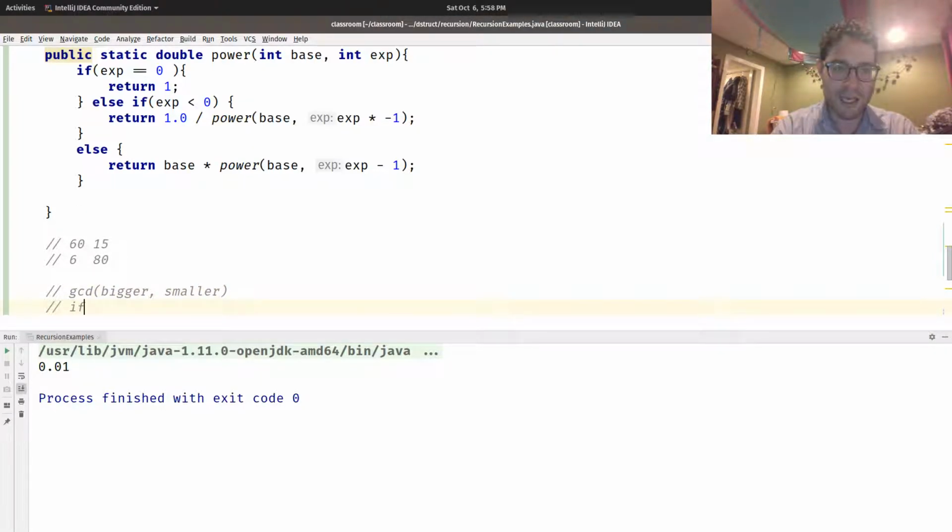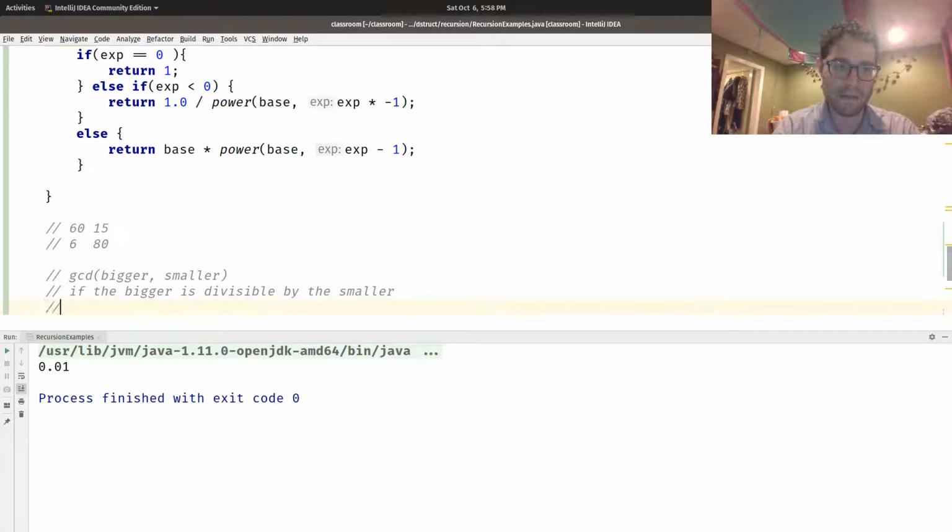All right, if the bigger is divisible by the smaller, like in our case over here, 60 and 15, the bigger one is divisible by the smaller one, then we found our greatest common divisor. The GCD is the smaller. Makes sense, right? If this divides this, then congratulations, you are done.